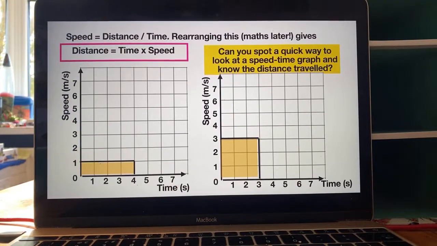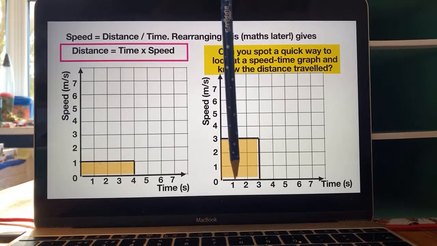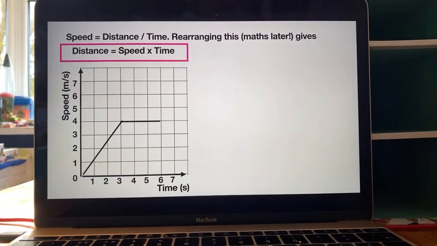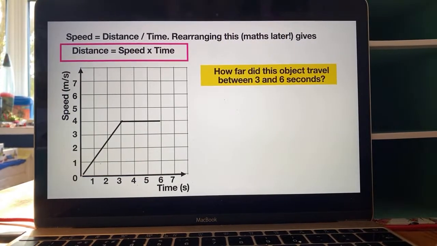And the same with this one. This thing was travelling at 3 meters per second for 3 seconds and then stopped moving. You could probably work out that if something's moving at 3 meters per second for 3 seconds, it travels 9 meters. But you could look at the area underneath this graph and know that, look, there's 9 squares. It's good, isn't it? And you can do this for any speed time graph.